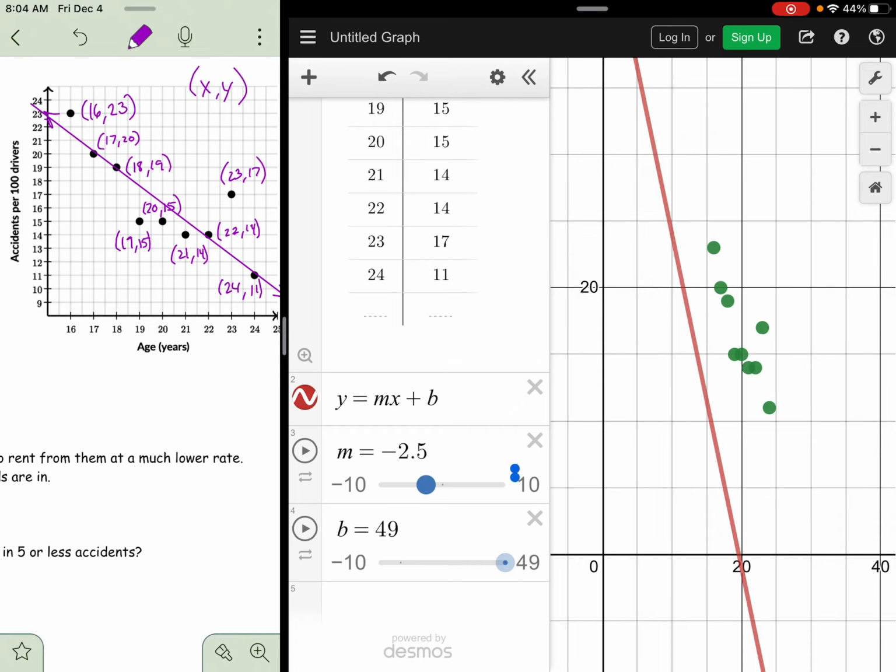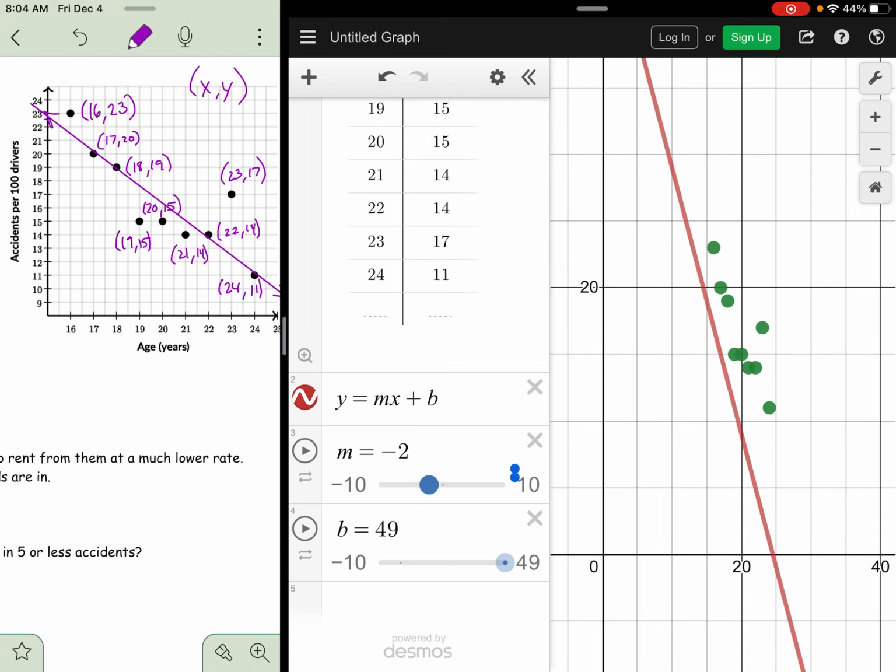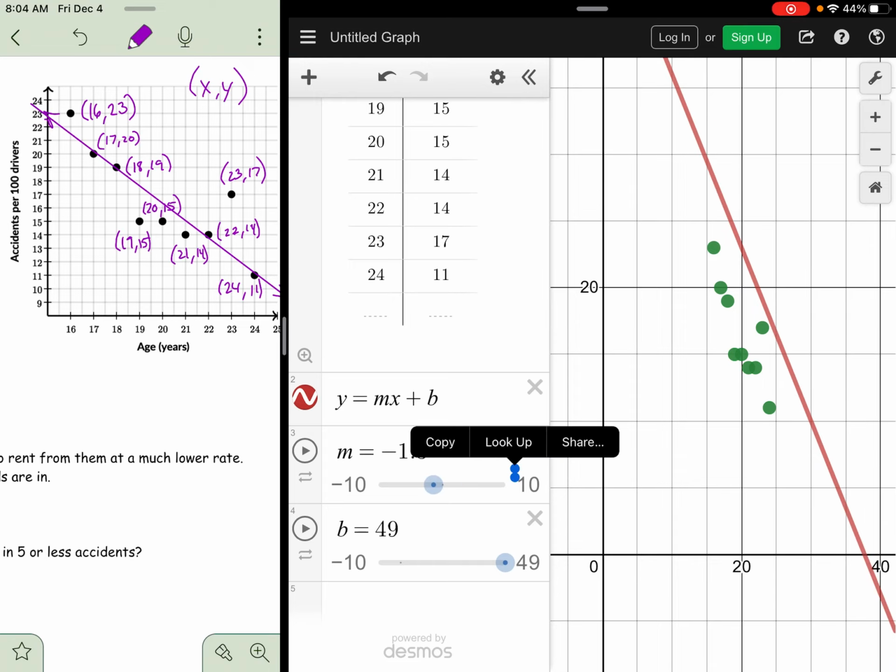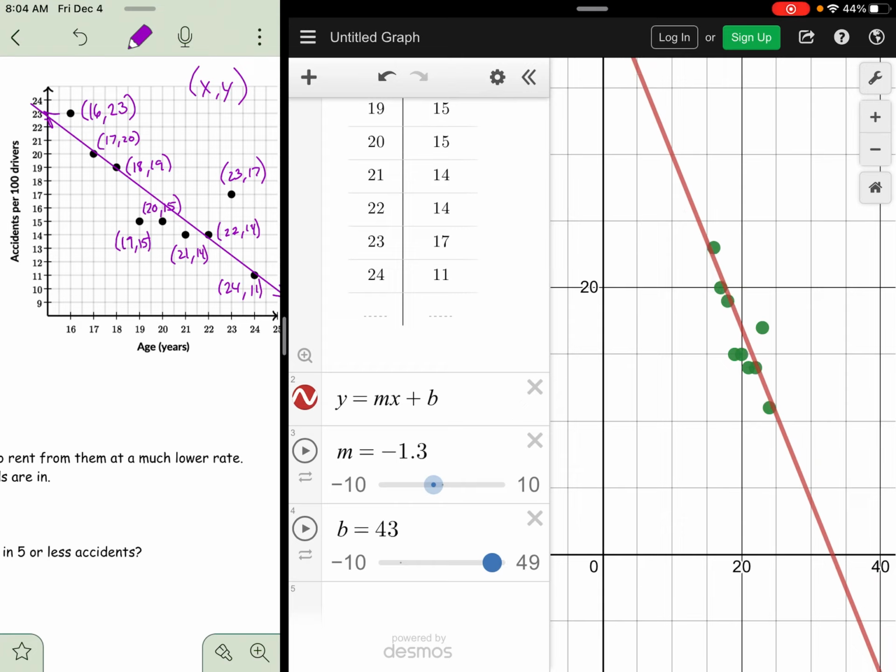Maybe do it to like -2. Nope. -1 maybe, or 1.3, and then move this down. Bingo. That looks like it's pretty good. Looks like it goes through that.